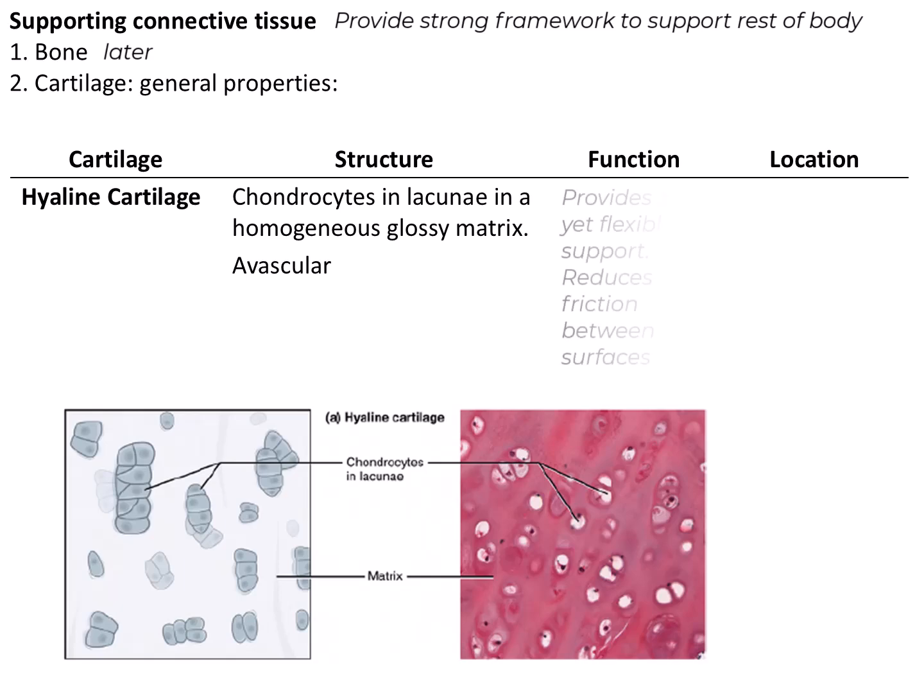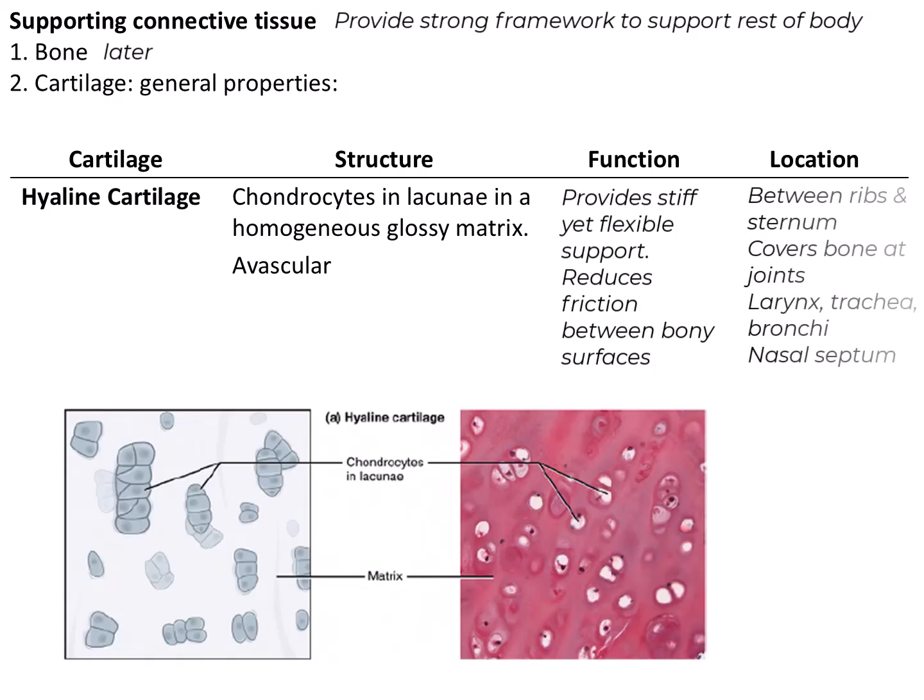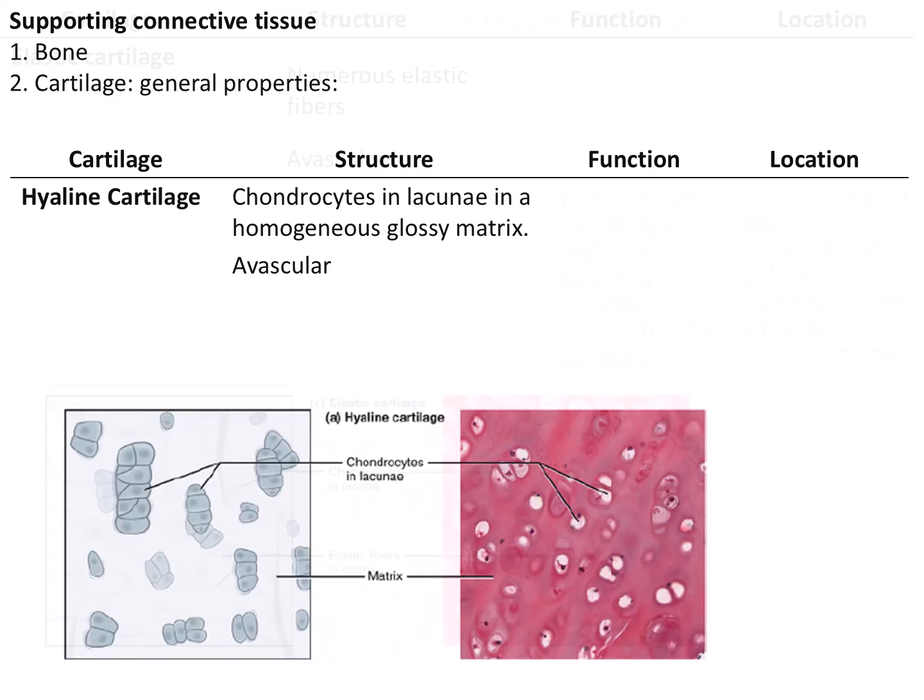Hyaline cartilage provides stiff yet flexible support and helps reduce friction between bony surfaces. Hyaline cartilage is between the ribs and the sternum. It covers bones at joints. It's part of the larynx, the trachea, and the bronchi. It also makes up the nasal septum. Hyaline cartilage is the most abundant type of cartilage found within the body.